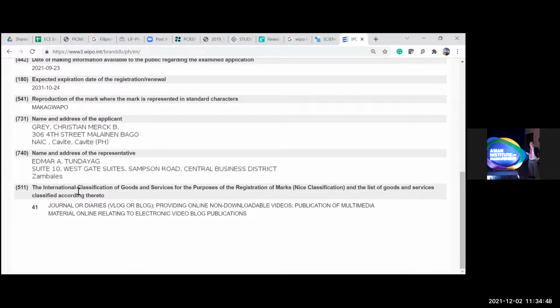He applied for journals or diaries, VLOG or blog, providing online non-downloadable videos, publication of multimedia material online relating to electronic video blog publications. So he was granted it. That means the IPOPHIL already examined this properly, whether it's worthy or not. He tried to justify that it is his vlog or blog. So in this particular case, that means he has this vlog.